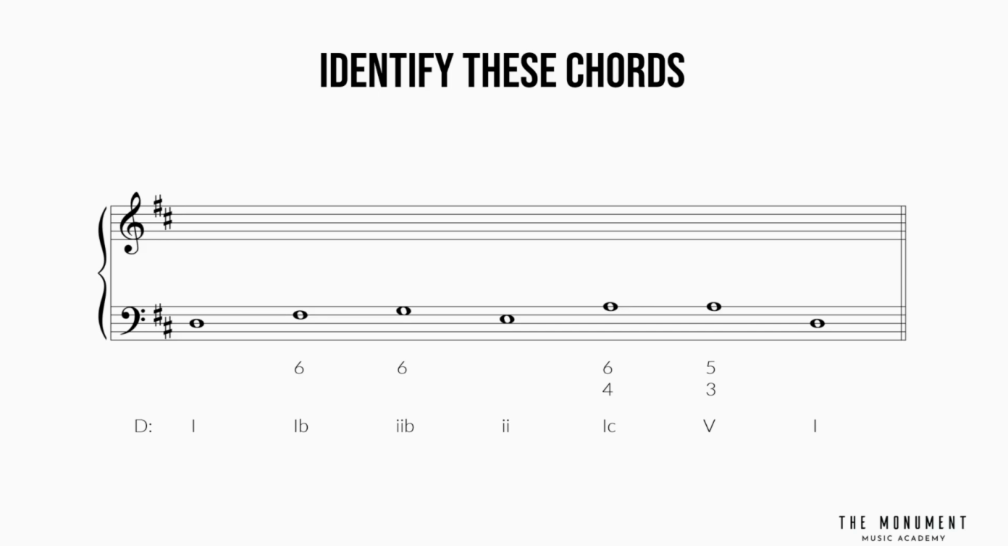A G note with a 6 indicates an E minor first inversion, which is chord 2B. An E note on its own is the same chord, but in root position, chord 2. An A note with a 6-4 is a D major second inversion chord, chord 1C. An A note with a 5-3 is an A major root position, a chord 5.